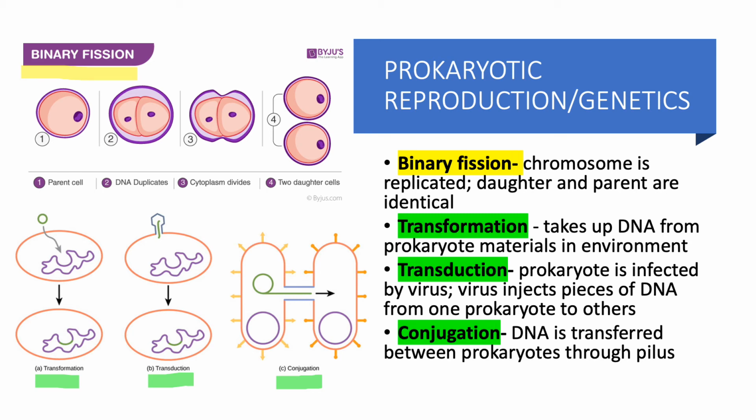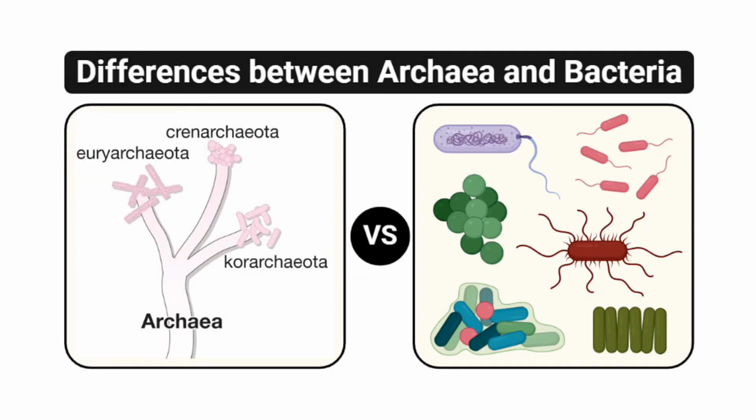And there's some diagrams to the left on the slide explaining. The top one's binary fission, it shows them just splitting into two identical cells, and then the lower one shows transformation, transduction, and conjugation, just to give you a visual there. So the differences between archaea and bacteria, we're going to get into this next. Here are some different structural configurations for each of them.